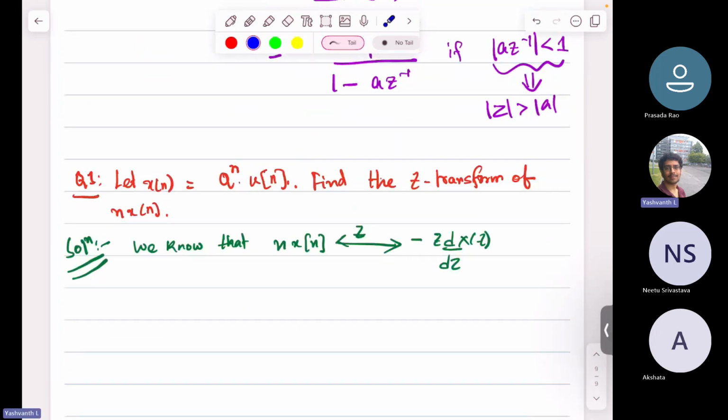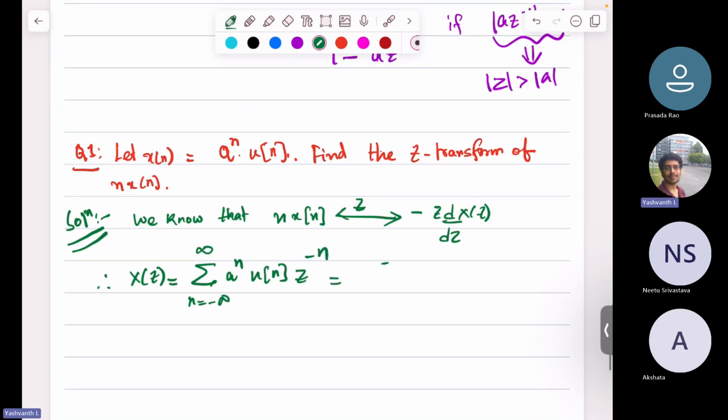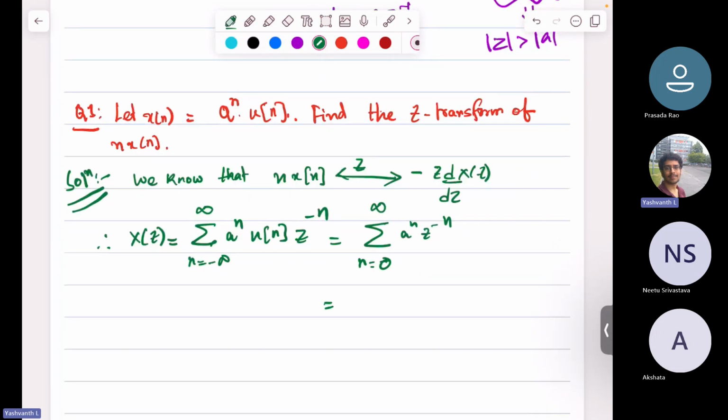Therefore, what is first x of z? X of z is the summation n equal to minus infinity to plus infinity of a power n u of n into z power minus n. That is nothing but the summation n equal to 0 to infinity of a power n z power minus n, which is what we calculated above. It came out to be z by z minus a. Of course, ROC is mod z greater than mod a. That is x of z.